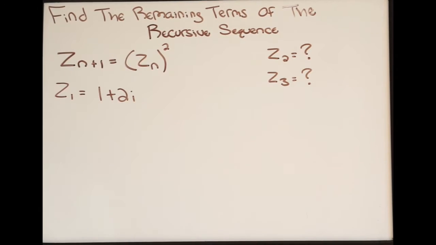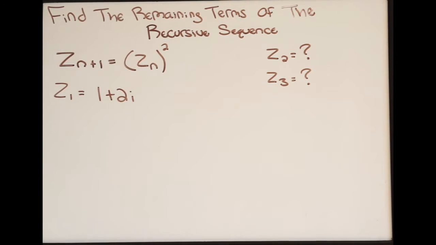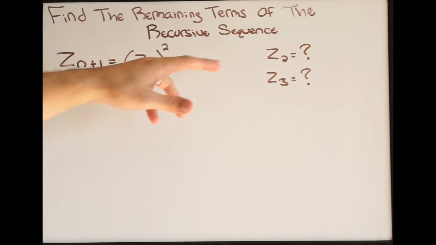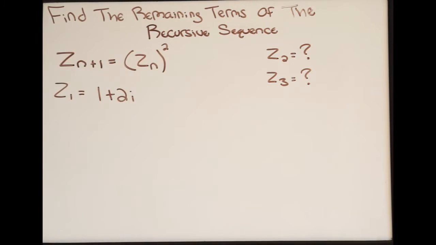Okay, so in this example we're being asked to find the remaining terms of the recursive sequence. So notice here we have this recursive sequence. We're given z of 1, and they want us to find z of 2 and z of 3. Alright, so let's talk about how we're going to do this. Since we are provided z of 1, we're going to be able to find z of 2. And we're going to do that the following way.